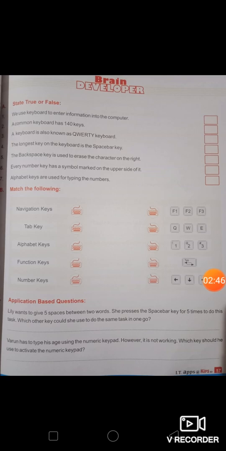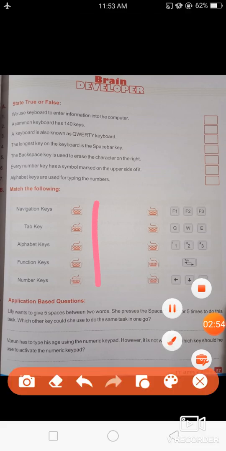Okay, in second part we have the matching part. Here on one side names of keys are given, on the other side pictures of keys are given, so you have to match the correct one. Navigation keys, using which we can move the cursor in the document. So arrow keys we use for moving in the document, so match navigation keys with arrow keys.